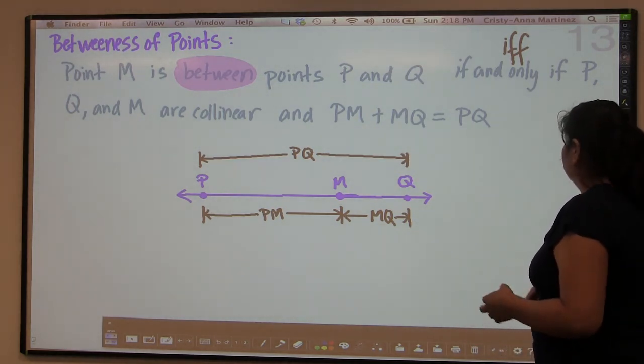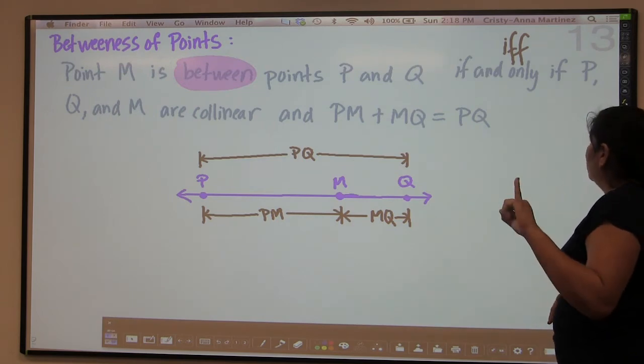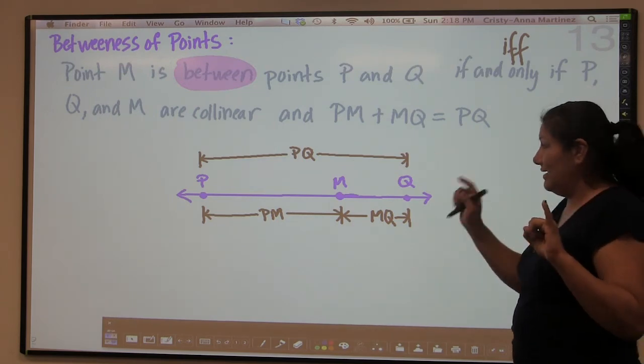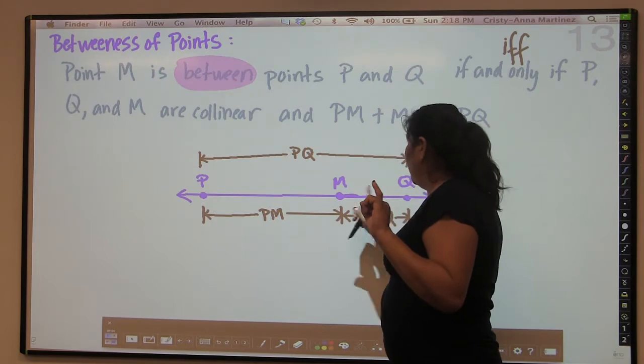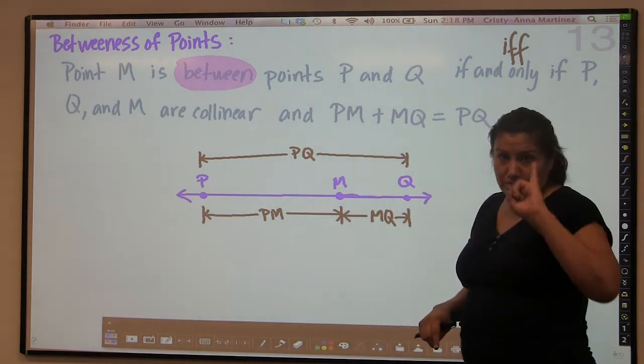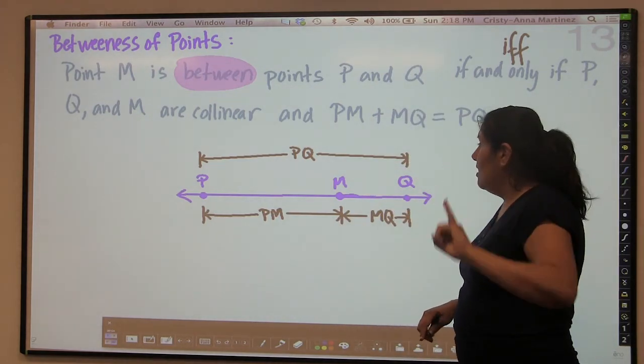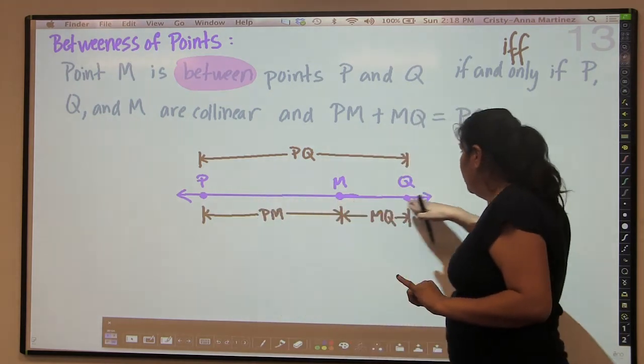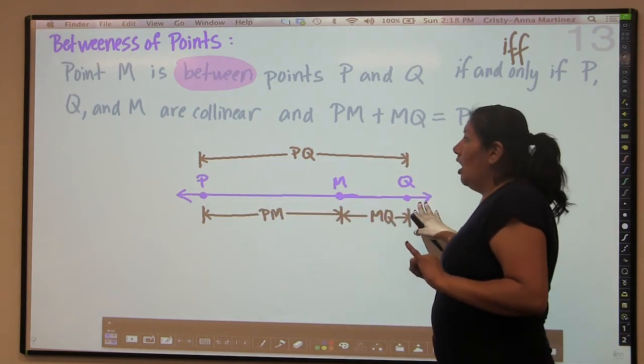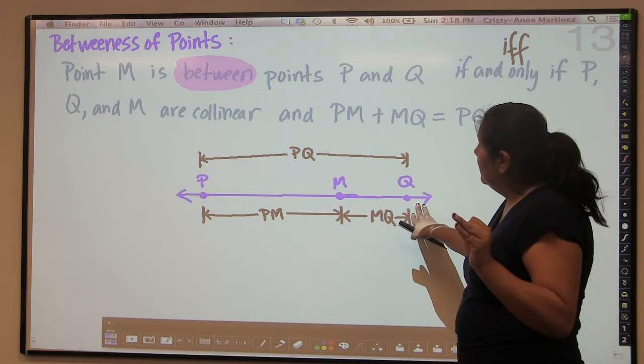So, what are the if and only ifs? There's 2 of them. First one is that P, Q, and M, so points P, Q, and M have to be collinear. That's number 1. They have to be collinear. Which, of course, you can see in my diagram on the blue line, they are, in fact, collinear.